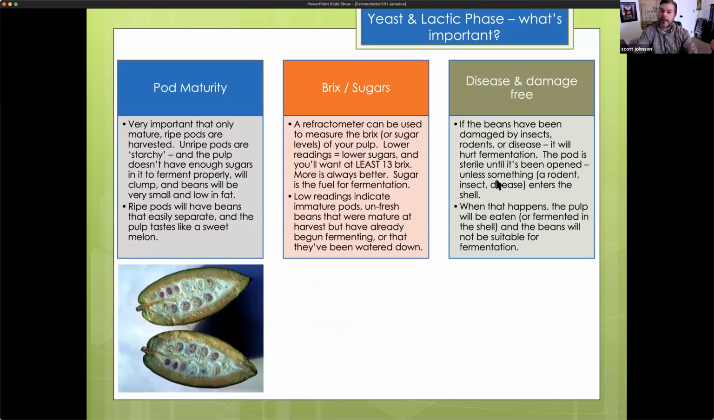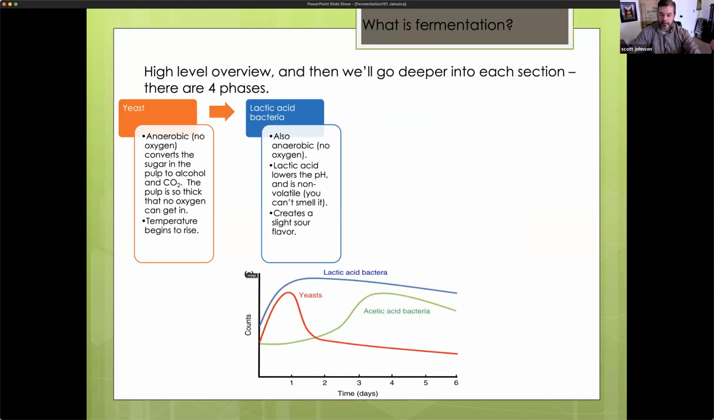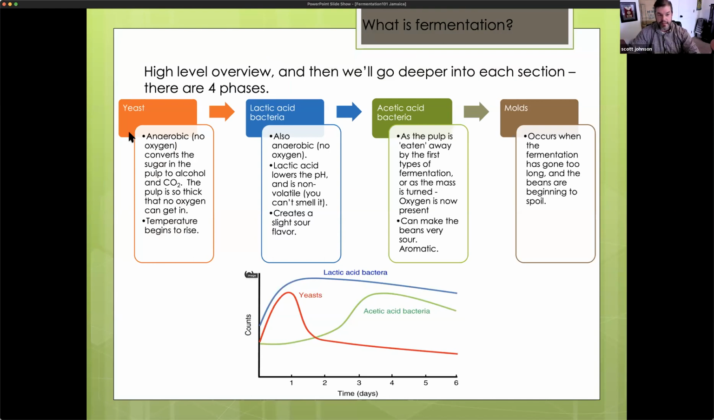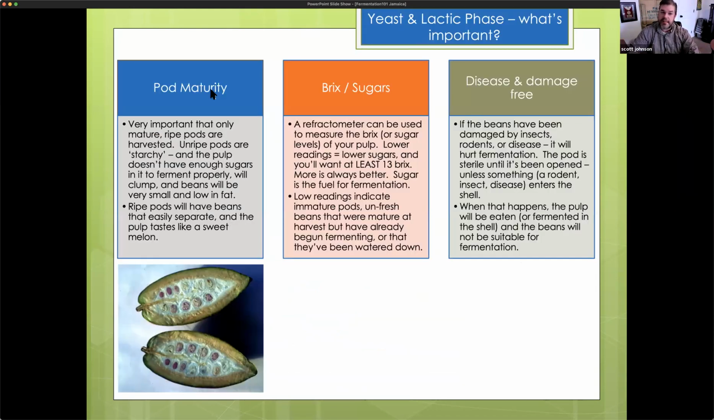All right, so now what we're going to do is take each one of those phases, this yeast phase and this lactic phase and the acetic acid phase, and look at each step in this process, what's important for this to behave the way that we want it to behave. So in this first yeast and lactic phase, it is really, really critical that we start with mature pods.